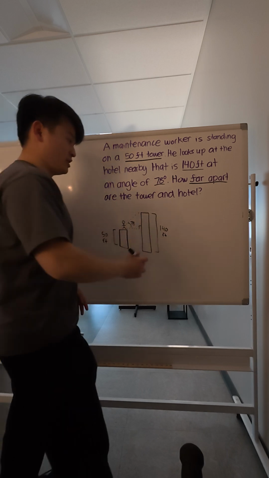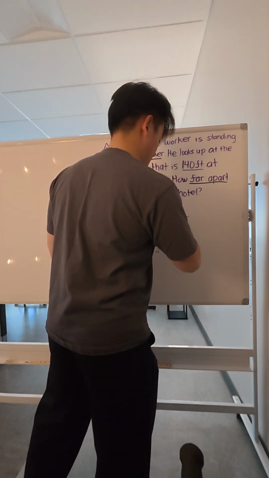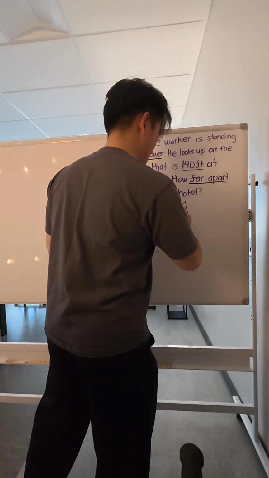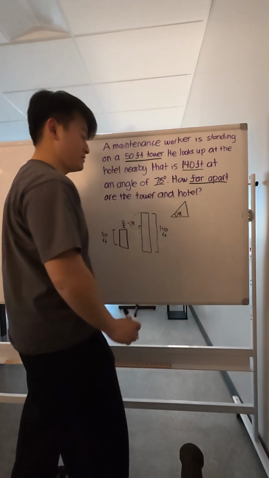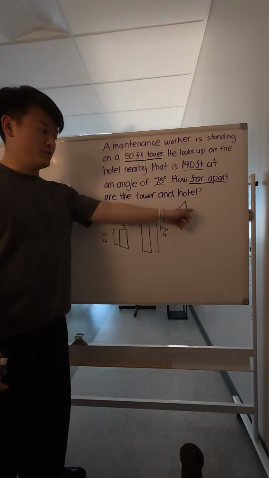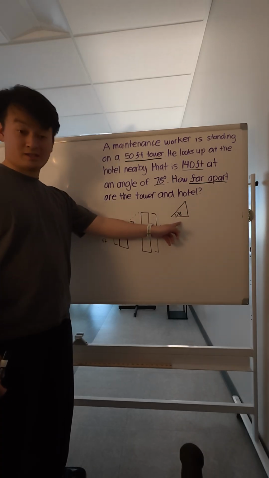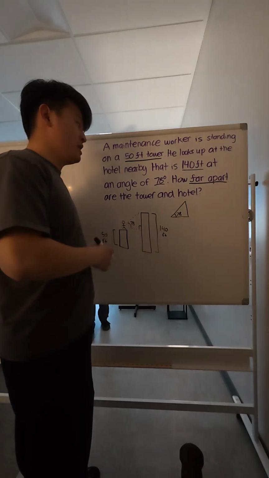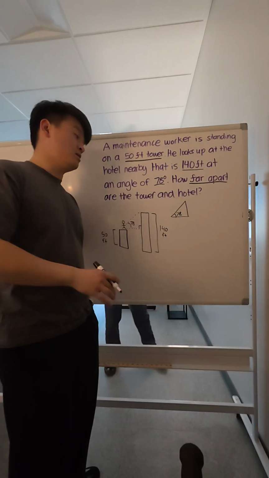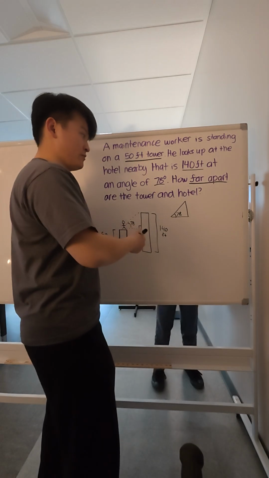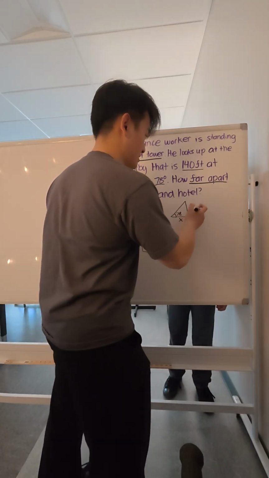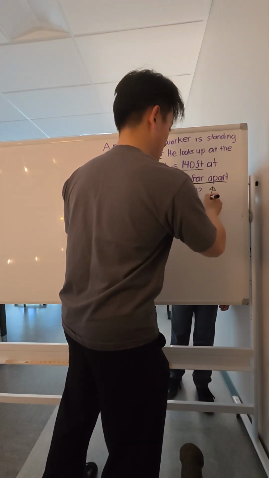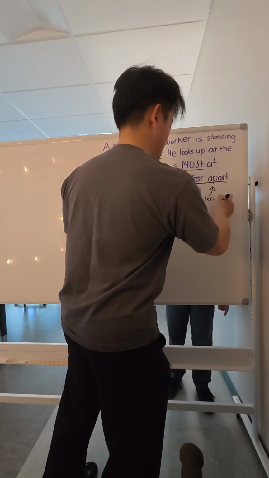Well, that's cool and all, but the reason why this problem is a little bit harder than others is because of this. Yes, I have 78, but I don't know this length, nor do I know this length. The question is asking how far apart are the towers. That's talking about the thing going from left to right, so we're going to call that x. Again, how far apart means from left to right.